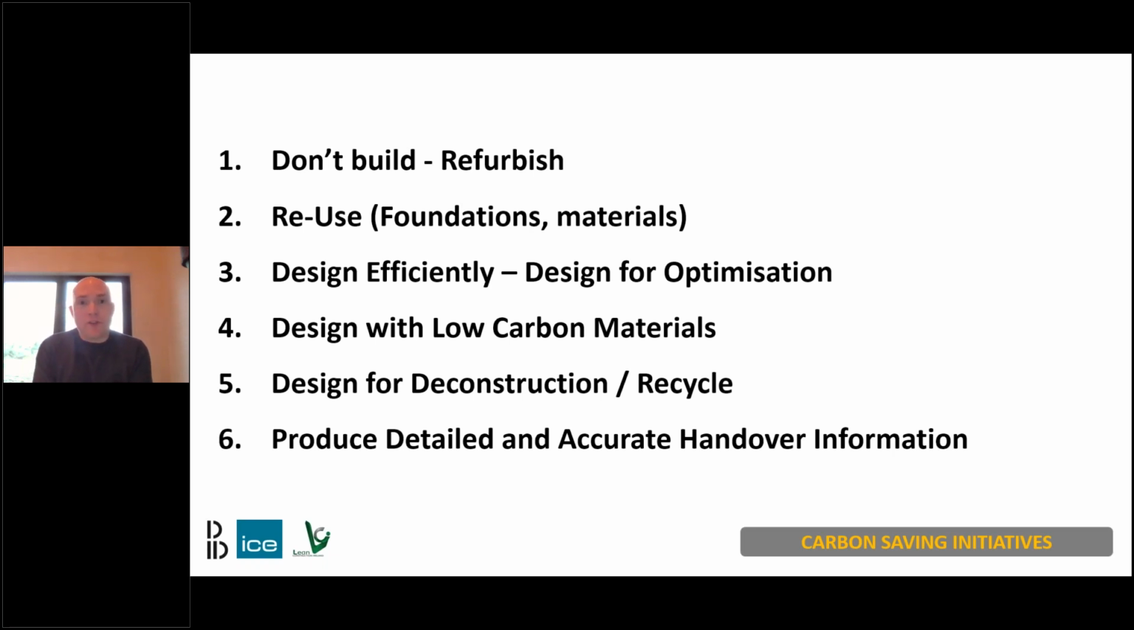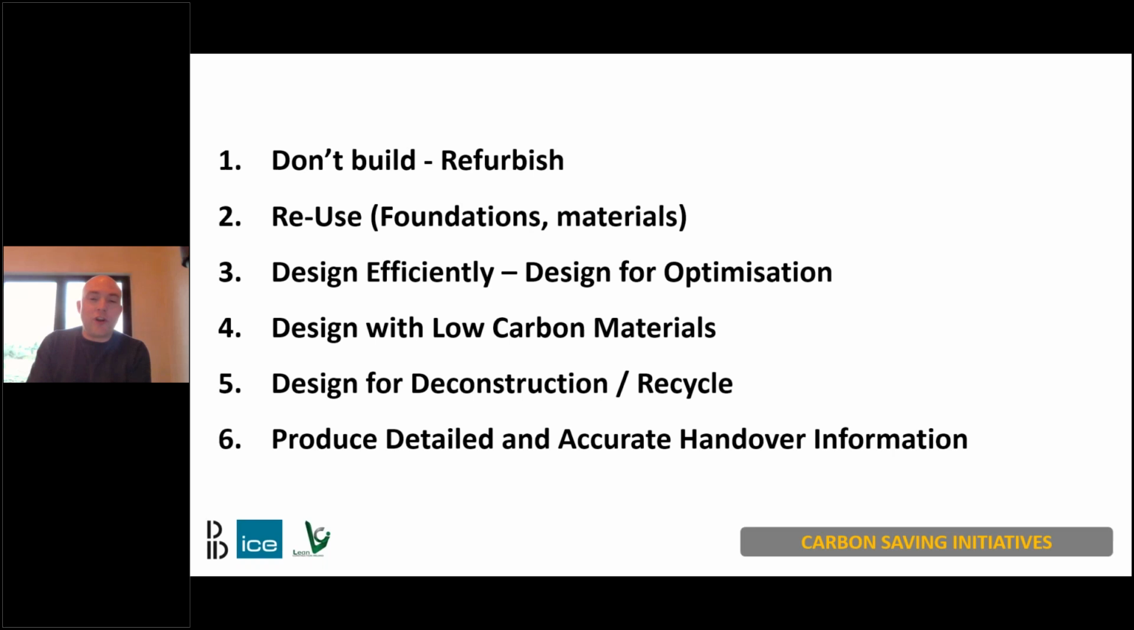Where we can't do that because the building grid really doesn't suit the use of the building, for instance, we can look at reuse of, say, the foundations. So take the building down, demolish it, but reuse the foundations, and look at ways that we can recycle the materials coming out of that building. If it's a concrete frame building, look to crush the material and reuse it elsewhere within the new development.